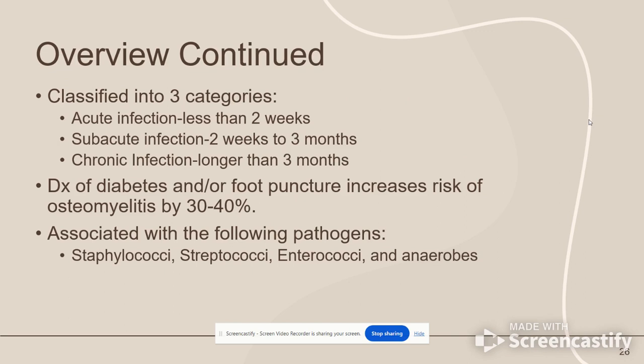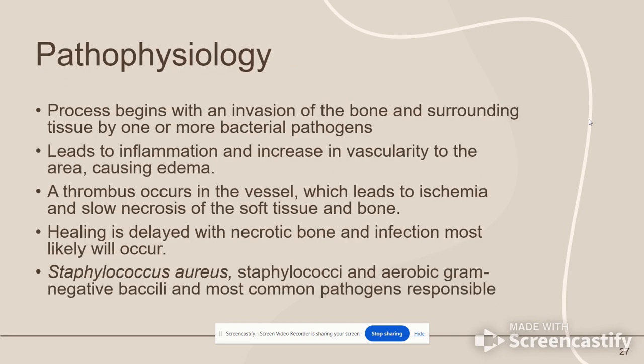So it's classified again into three categories. You have an acute infection, which has been less than 2 weeks. You have a subacute, which is 2 weeks to 3 months, and then a chronic infection, which is longer than 3 months. Diabetes and/or foot puncture increases the risk of osteomyelitis by 30 to 40%. Staphylococci, Streptococci, Enterococci, and anaerobes are the most common causative pathogens.